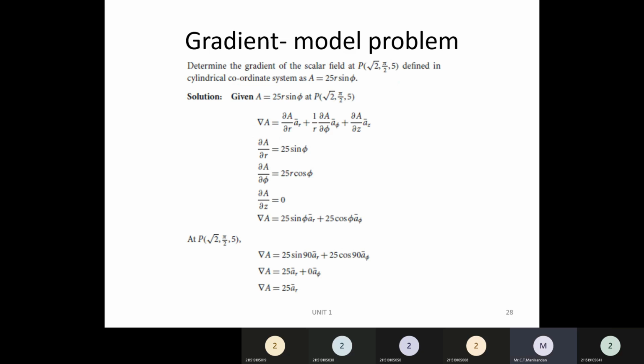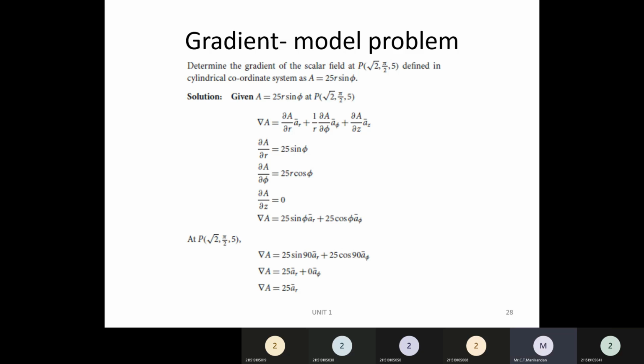You can see a normal model problem related to the gradient. We have to find the gradient of the scalar field P of root 2 comma pi by 2 comma 5, defined in the cylindrical coordinate system, equal to 25 r sin phi. In some books they use rho, in some books they use r. Don't get confused by that. Depending on the author, rho or r is used for the radius.